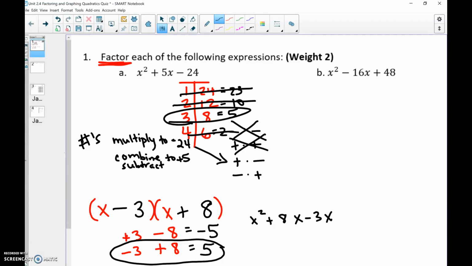Okay, that's that. And then negative 3 times positive 8 is negative 24. The only things I could put together are these middle terms, and that's how I get the 5x back. Okay, that's our whole goal: we're creating something that could multiply to get our original equation back. So that's how we got that answer.